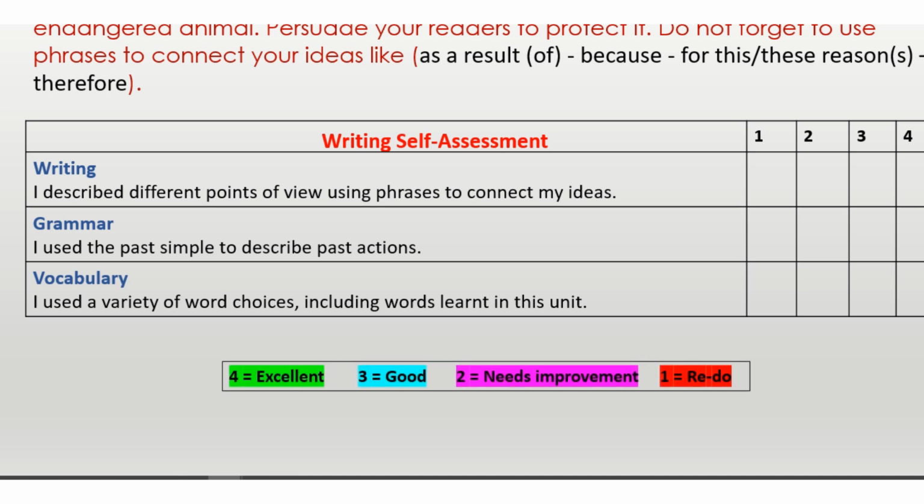Okay, then when you finish, give yourself a mark. 4, excellent. 3, good. 2, needs improvement. Number 1, if you find that your performance is low, you need to redo it again.